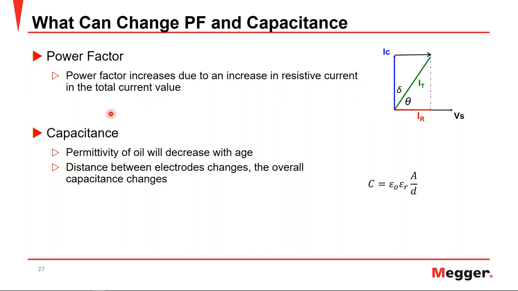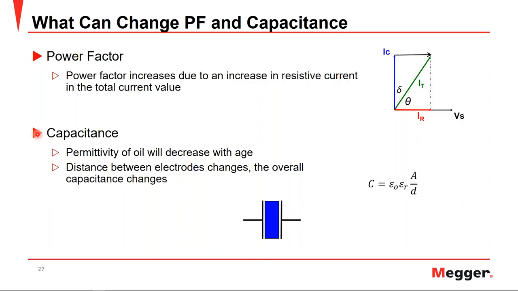Next, we'll look at the capacitance. With capacitance, it's a function over here of the permittivity of air as well as the relative permittivity of the material, the dielectric material, the area of the electrodes, and the distance between them. So if the permittivity of the oil were to decrease with age, then you could see a decrease within your capacitance. Also, if the distance between electrodes were to change, the overall capacitance would change.